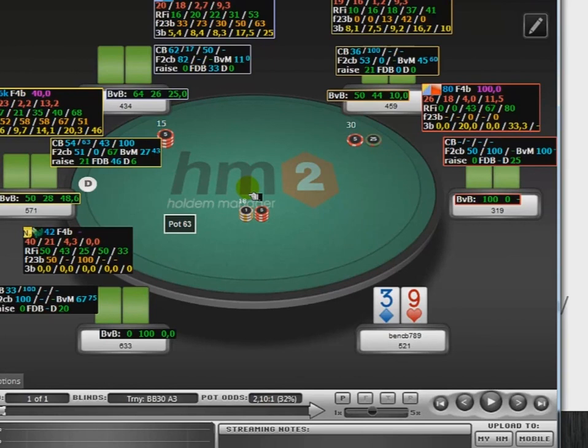On which positions do they have leaks? This player on the button folds a lot to 3-bets. He folds 67% on the button. And he's very loose in the small blind with 86%.